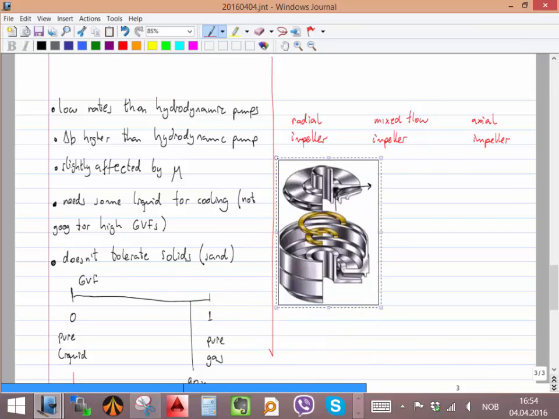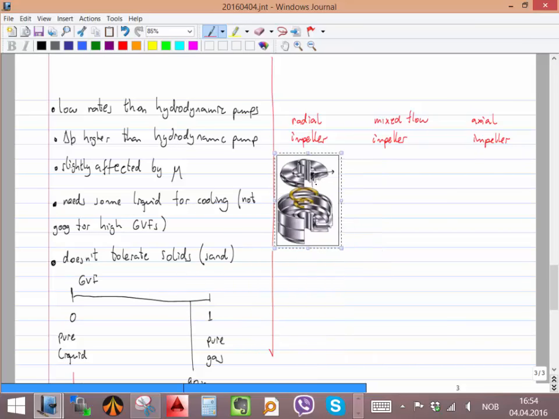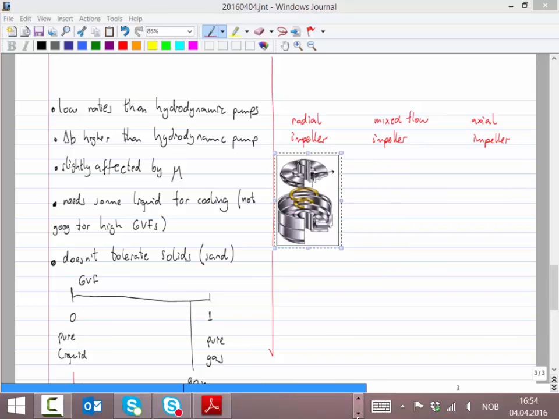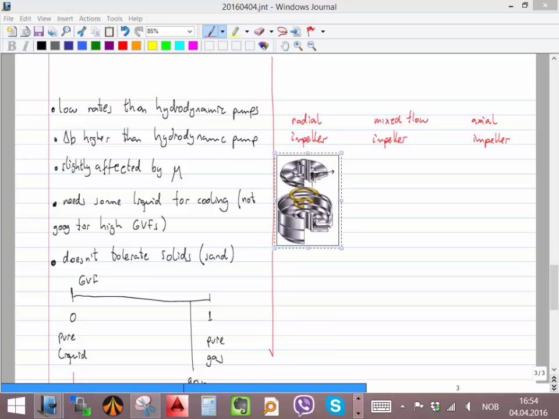Okay, the fluid goes through the center and then it goes out. And then we have the axial impeller, where the fluid goes in the same direction. Okay, it's not changing direction.